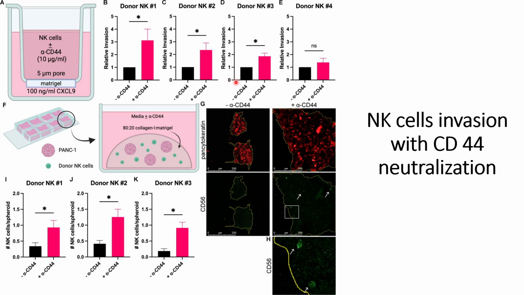Once they were confident that their hypothesis seemed to be correct, they wanted to check this behavior in a 3D model. So they developed a spheroid of pancreatic cells and then cultured them with donor NK cells in media that contains either anti-CD44 antibodies or no neutralizing CD44 antibodies. The surface they use in this 3D model is a mixture of 80% collagen and 20% Matrigel.